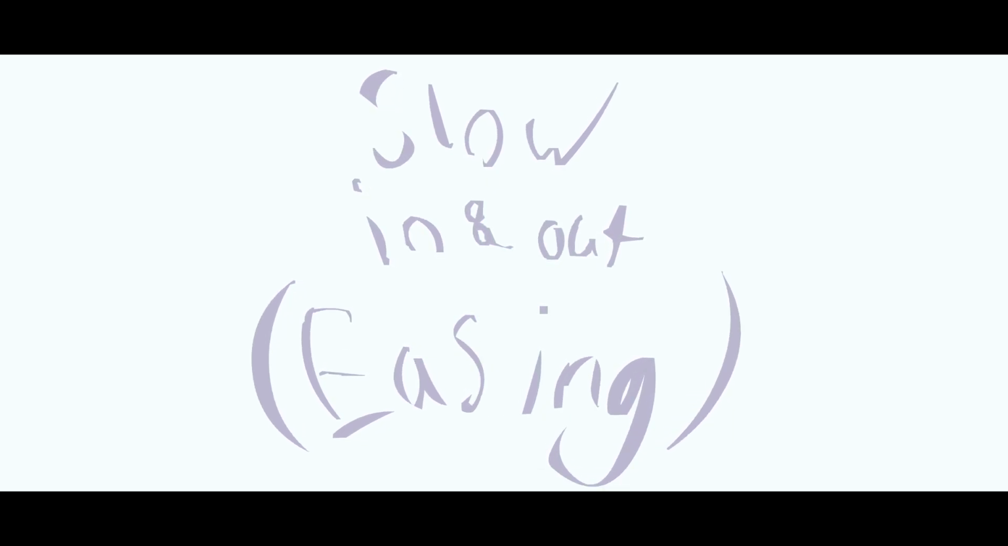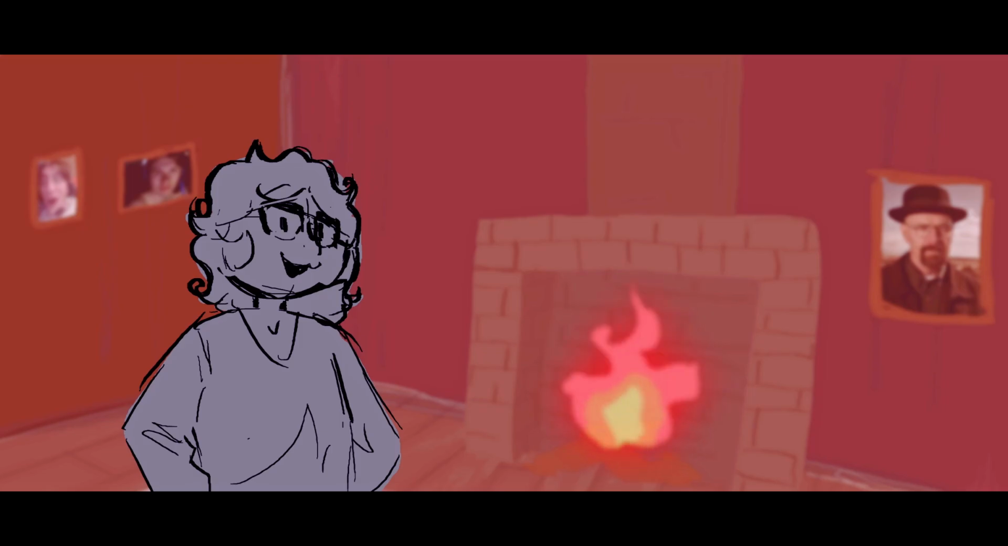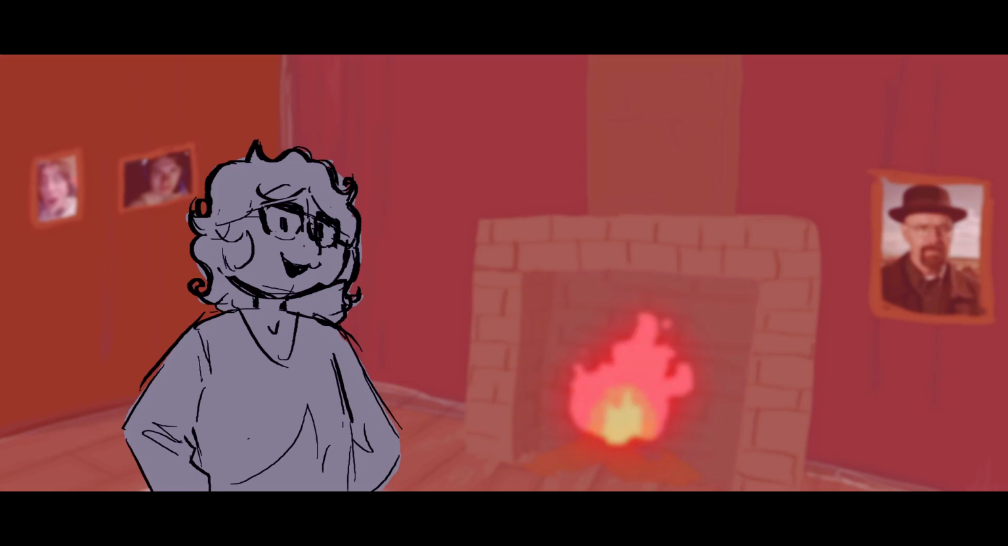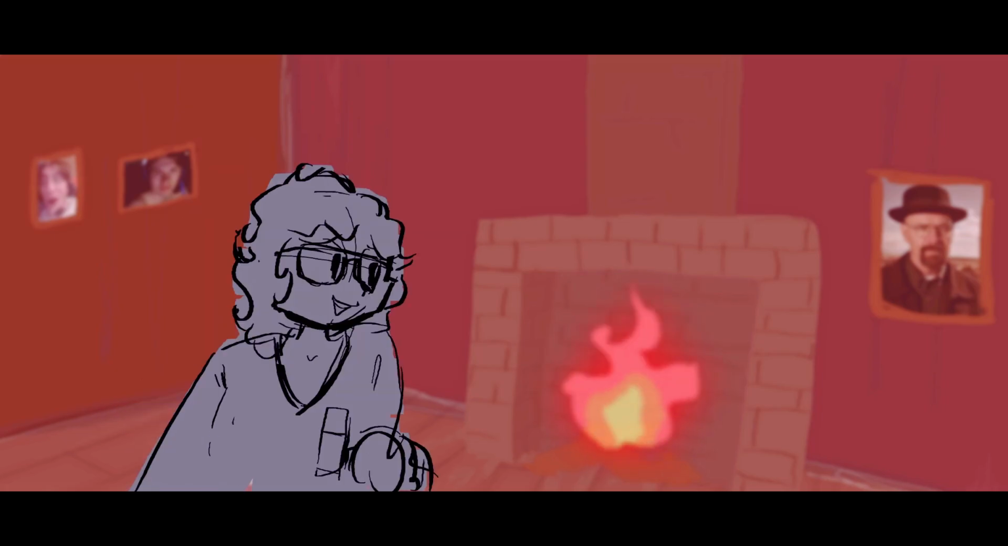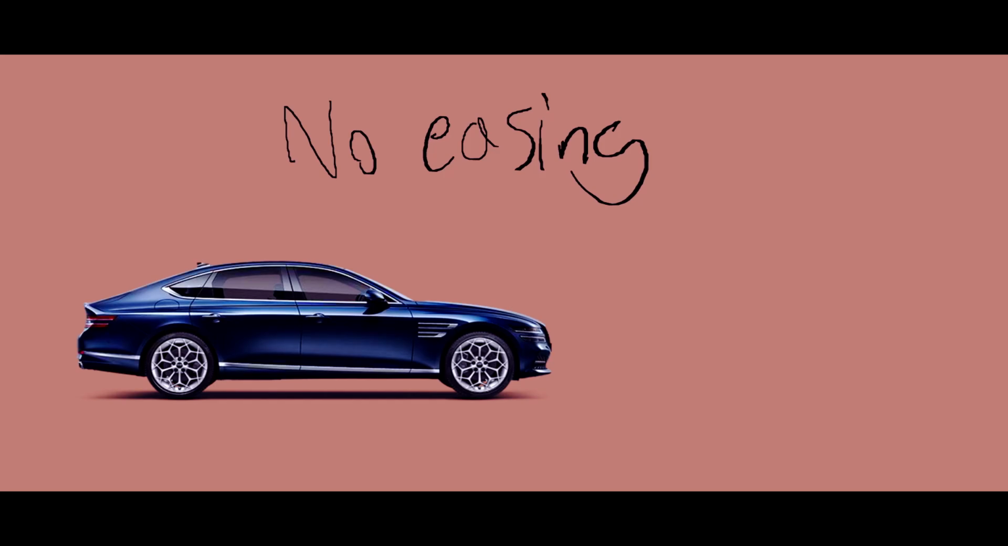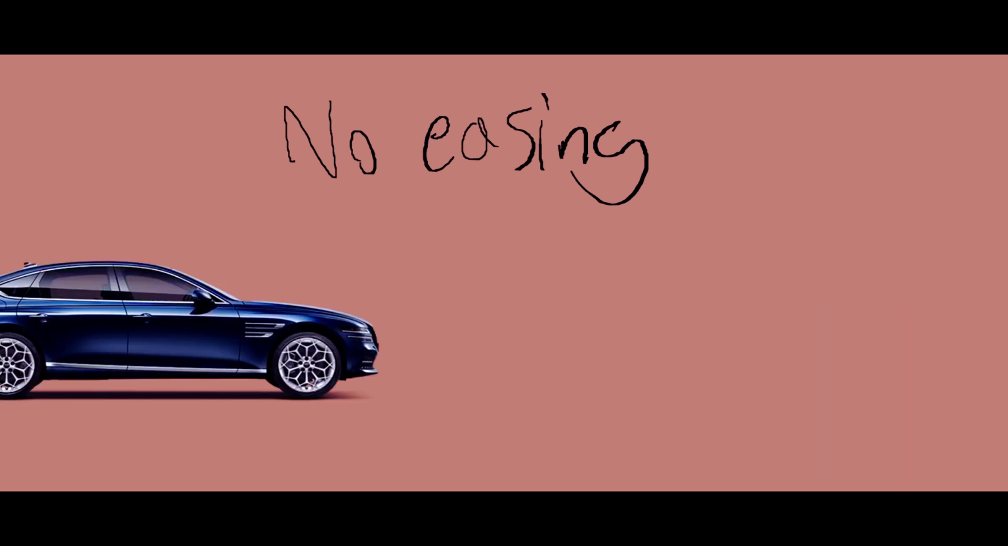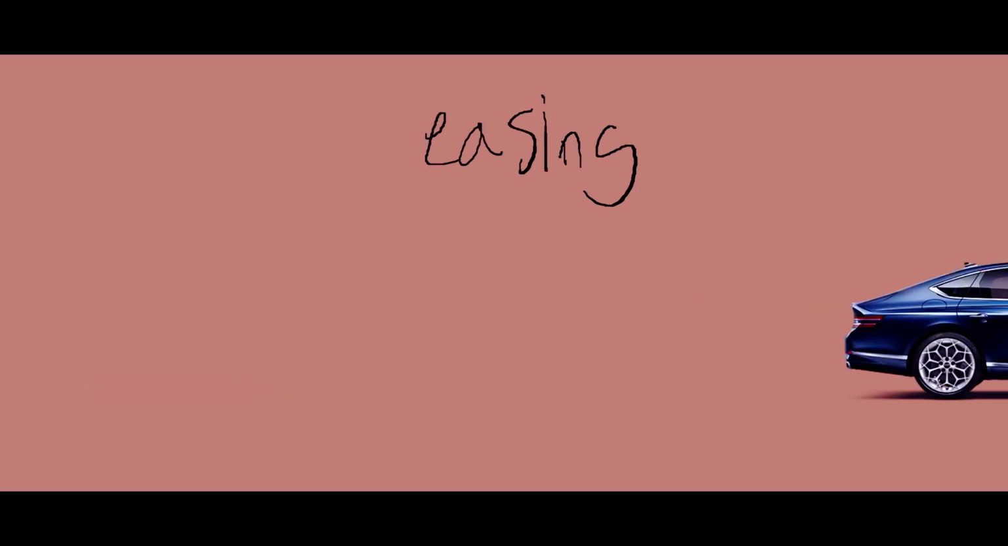Slow in or out. Easing. Easing is making objects have a slow start or a slow end. This is incredibly powerful for making a nice looking animation. In real life, nothing starts going top speed or stops immediately, so easing can help bring realism to motion. Not using easing can lead to snappy or unnatural movement.